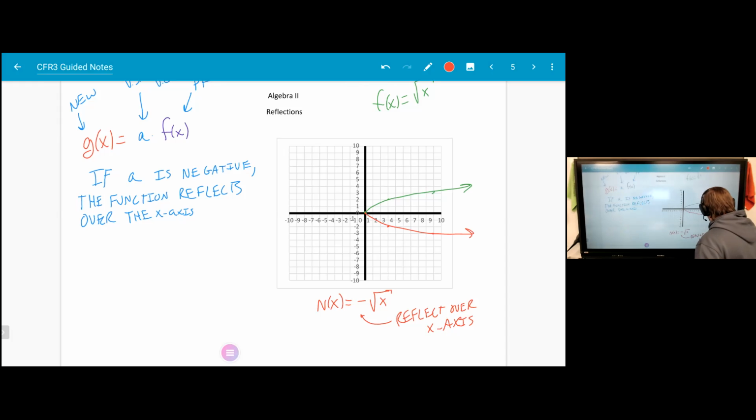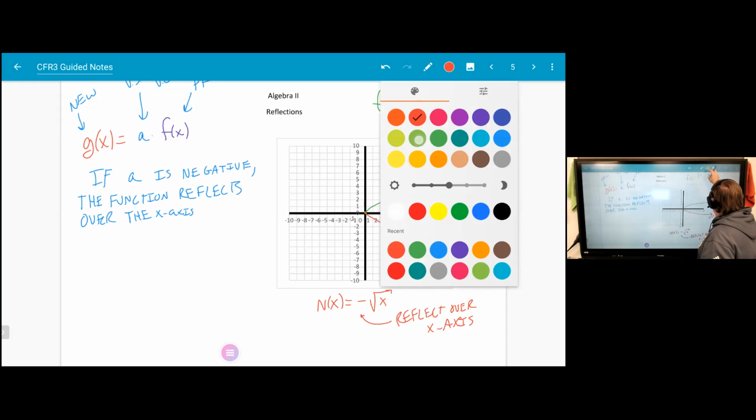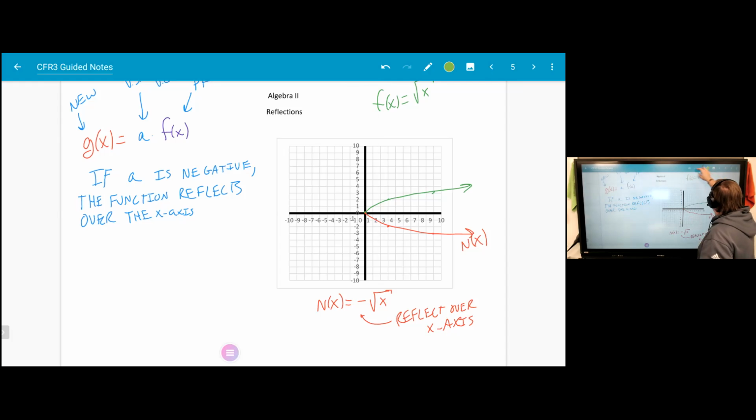So this is my n of x. This is my one reflection right here, not one direction. Not one direction, one reflection. Make sure we have these labeled correctly, okay?